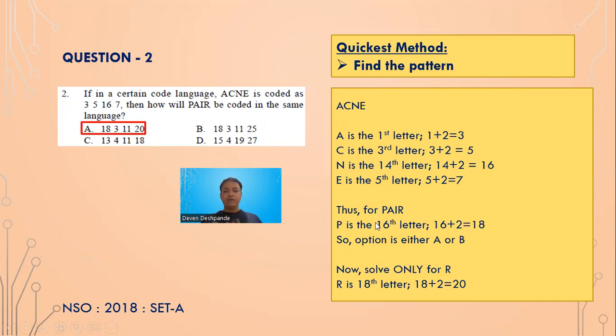So how will PAIR be coded? P is the 16th letter, 16 plus 2 is 18. And R is the last letter of PAIR. So 18, 3, 11, 18, 3, 11. These two options are the same, so which of A and B? You only solve for R. R is the 18th letter, 18 plus 2 is 20. So for R we have to have 20. So A is the correct option.